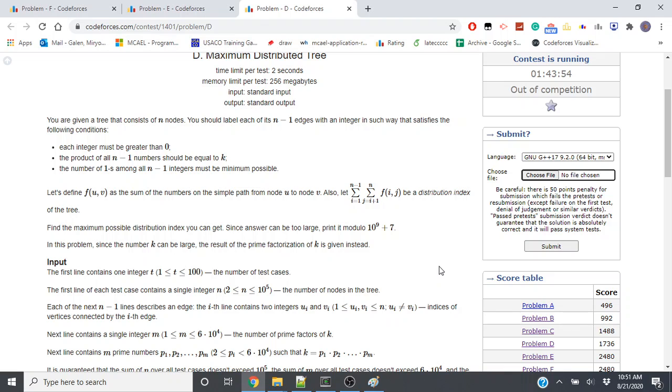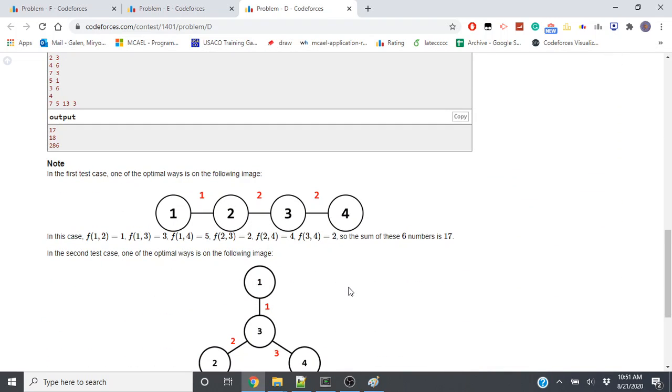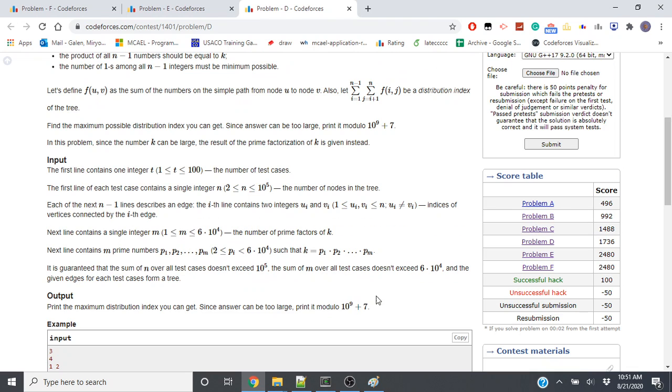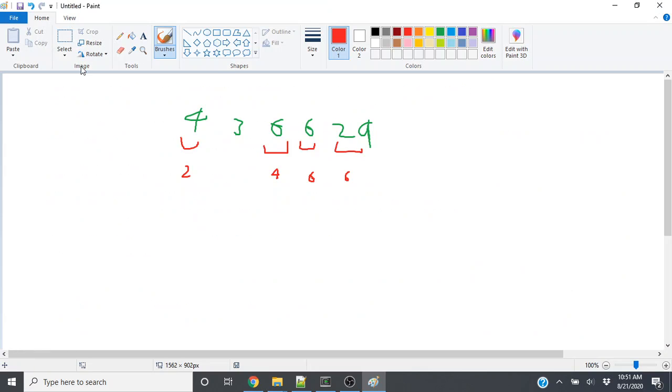Okay, so my general idea is, first we need to minimize the number of ones, but then what we want to do is stack a single node as much as possible. Okay, wait, let's just make sure we have this right. So we're given the prime factorization. Doesn't really matter that they're prime, it's just all these numbers multiplied to k. Actually, it does matter that they're prime. That way we can't divide them any further.